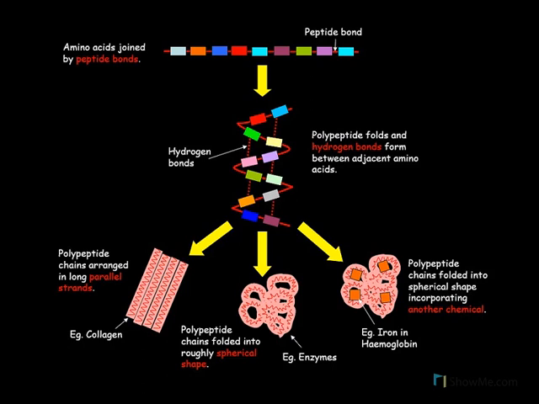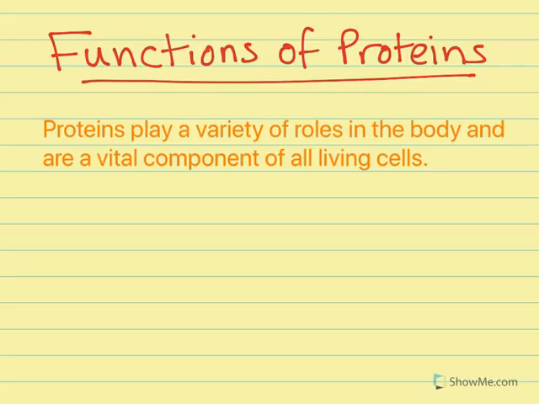So in terms of the final protein structures that we can get, we can have strands of polypeptide arranged in a parallel formation, such as collagen. You can have roughly spherical polypeptides like enzymes, and you can have other roughly spherical polypeptides incorporating another inorganic element like iron, for example, to make hemoglobin that we find in what's called conjugated proteins.